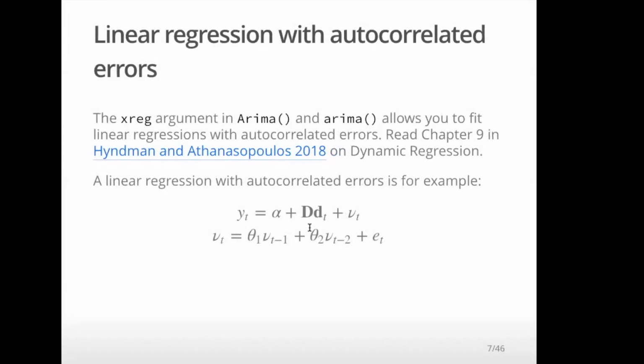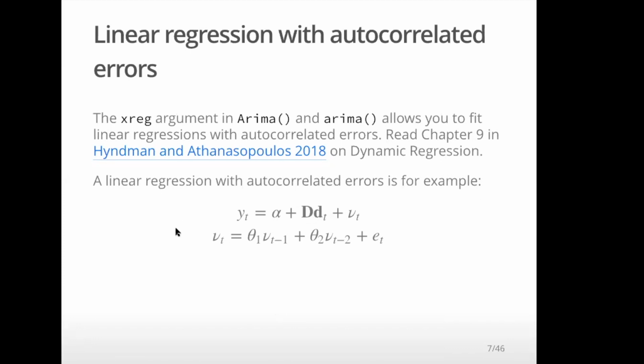So let's go to the next one. A linear regression with autocorrelated errors. I'm not going to spend a lot of time on this because I want to jump to the state space models, but I want you to see it again. I covered it a little bit on Tuesday. So that model is something like this down here.